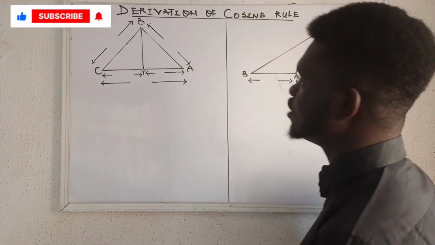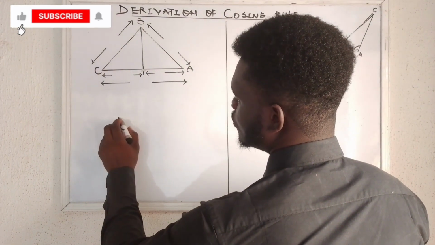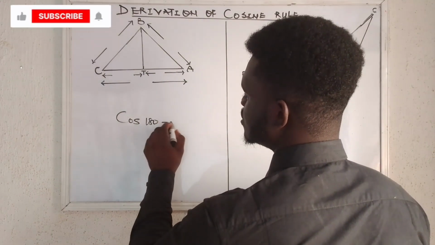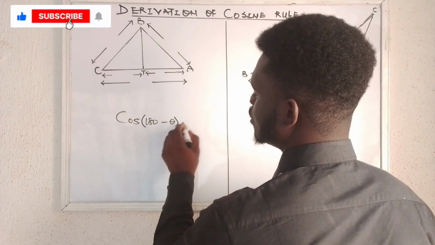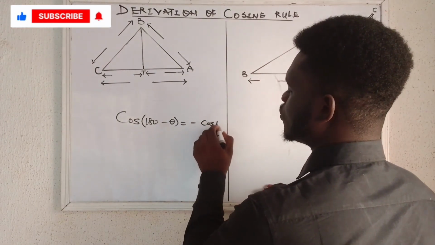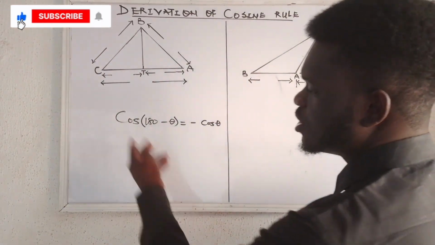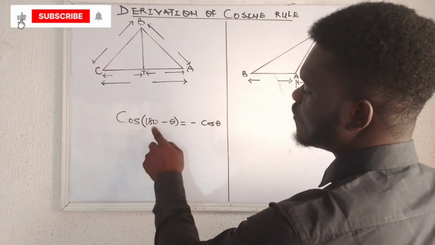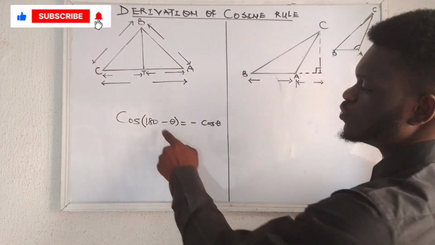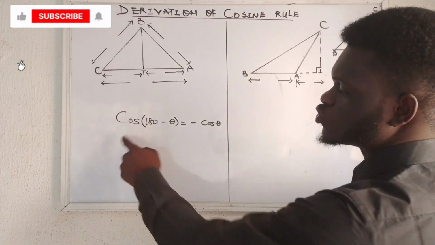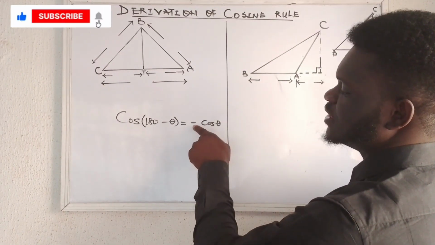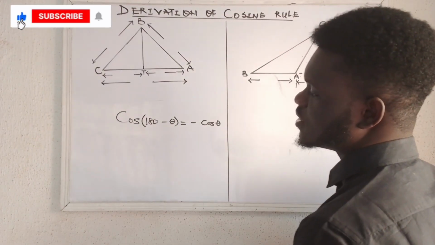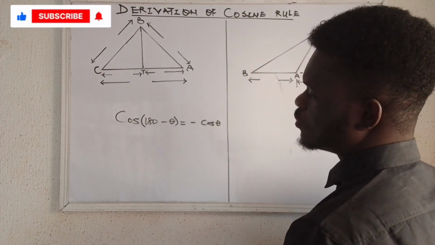Okay, before we dive into that, I want to first of all drop some information. Let's keep to our hearts that cos(180 minus theta) is always equal to negative cos theta. Keep this one to heart. Cos(180 minus theta) is equal to minus cos theta, which means that if theta is 20, then 180 minus 20 will be 160. So cos 160 will be the same as negative what? Cos 20, yes, because theta is 20. That is one rule you must keep to heart.